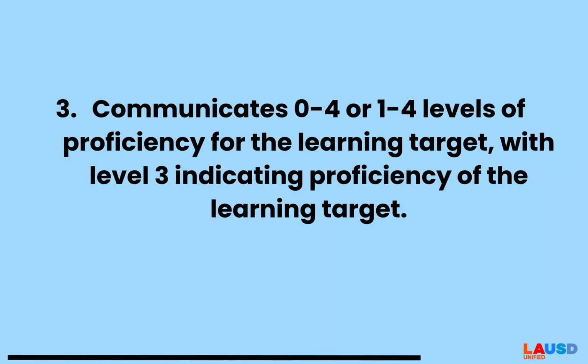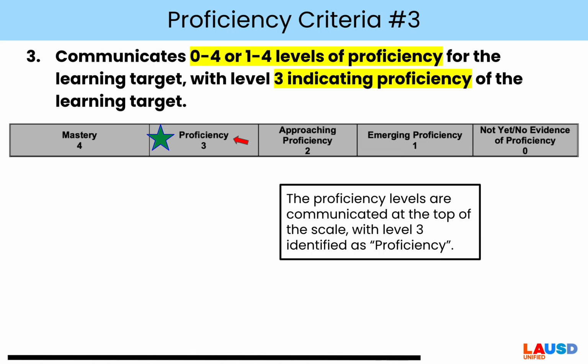Moving on to our third criteria for proficiency, that a proficiency scale communicates 0 to 4 or 1 to 4 levels of proficiency for the learning target, with level 3 indicating proficiency of the learning target. So here we're highlighting the top row of that proficiency scale where those different levels are outlined. You can see we have levels from 0 to 4, with level 0 being not yet or no evidence of proficiency and increasing from there. And our level 3 indicates proficiency.